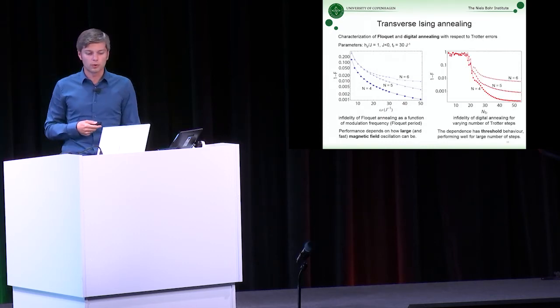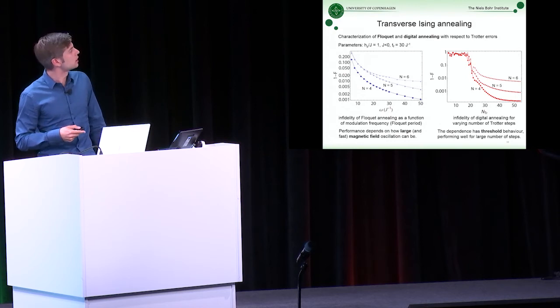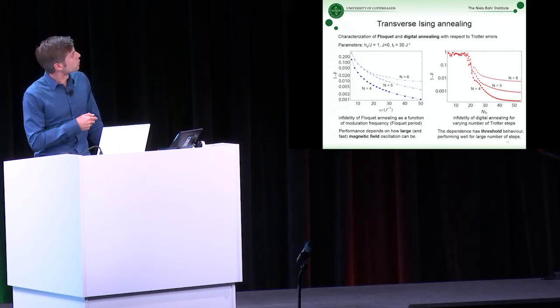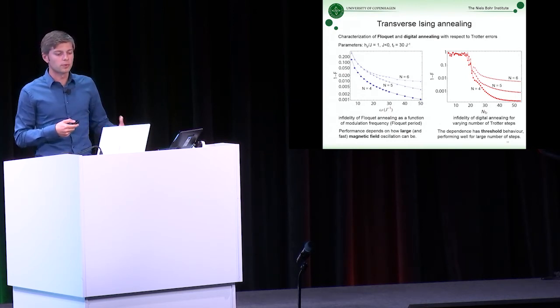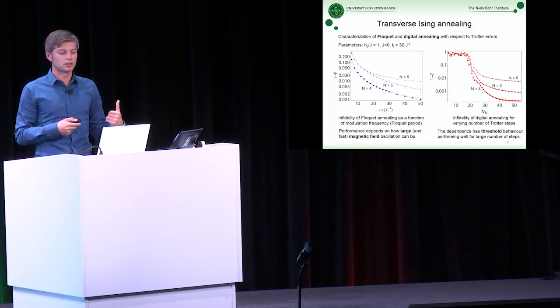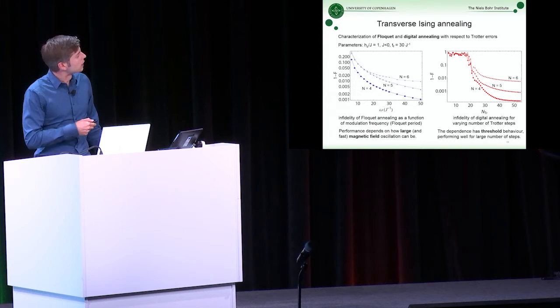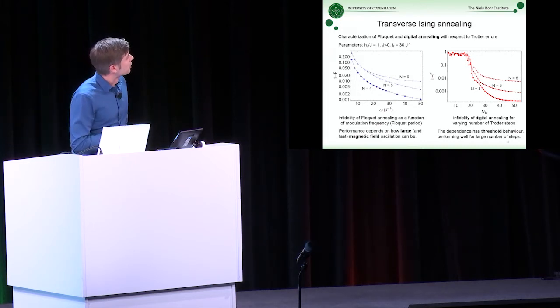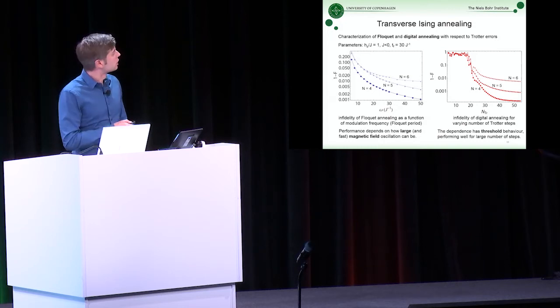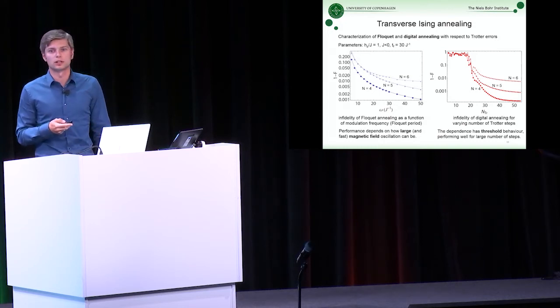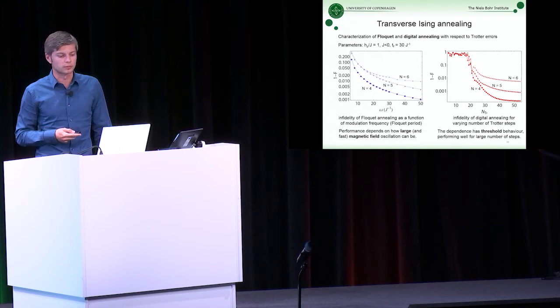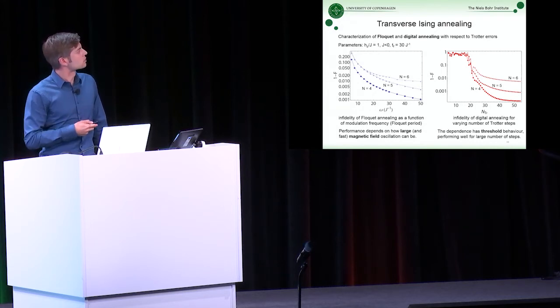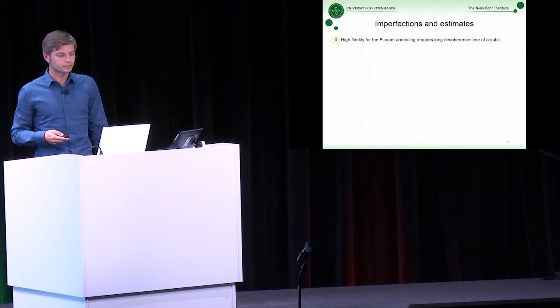For a digital approach, what happens if we Trotterize the dynamics is that for a small number of Trotter steps, typically you cannot get large fidelity of simulation, while for a large number of Trotter steps, it nicely converges to some very small infidelity. So here it is, of course, very important where you sit in terms of parameters of your system, and it has a kind of threshold-like behavior.